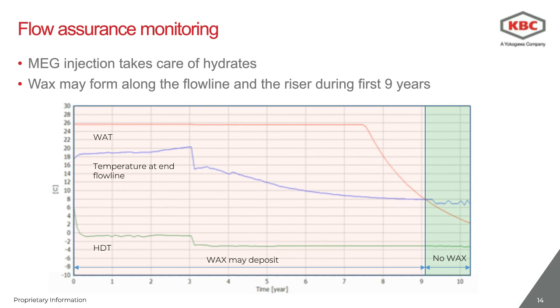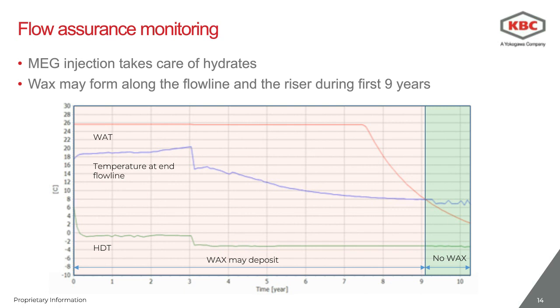If I compare the temperature of the flow line with the wax appearance temperature, however, things get a bit funkier and a bit more interesting. The wax appearance temperature is predicted to stay constant around 26 degrees C for a long time. But then it starts dropping quite steeply after seven years of production. And eventually, after 9 years of production, the wax appearance temperature drops below the temperature of the flow line.